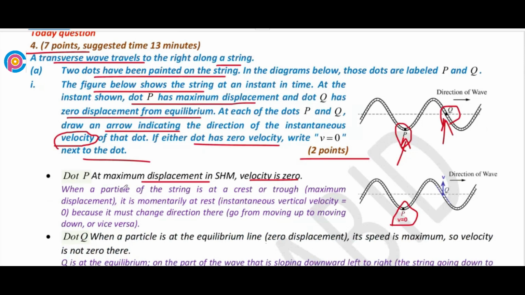Now the explanation: the particle on the string is at a crest or trough, meaning maximum displacement. It is not going to move further. So at that moment it is momentarily at rest, instantaneous velocity 0, because it has to change direction now. It has to move down, or vice versa. Now it has to move toward the equilibrium. So at maximum displacement it has to stop to return to the equilibrium. That's why the velocity of the point is 0.